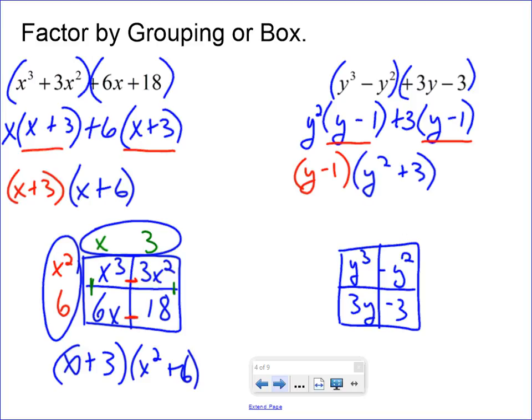If I look across the rows, I know that there's a y squared common. If I look across this row, I know that there's a 3 common. If I look across this column, there's a y common. If I look across this column, I notice there is a negative 1 that I would say is common. So what am I left with? I'm left with a y squared plus a 3 times a y minus a 1. Okay, that's going to be the end of my first video.